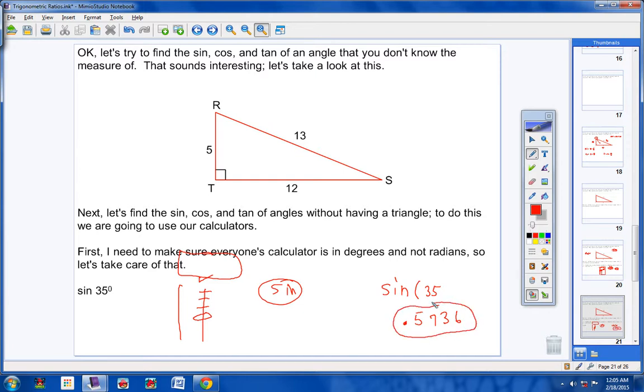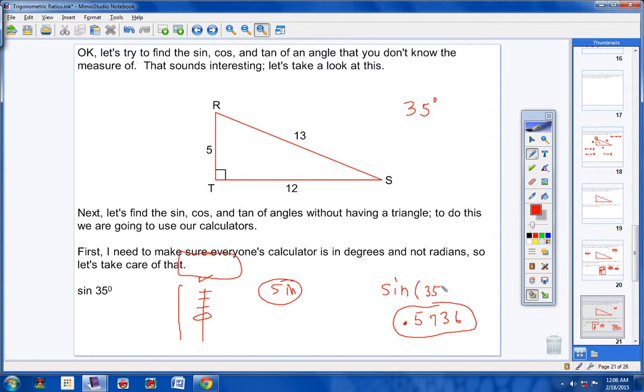Now, if you type this in, now some of you, by the way, if it's not working, if it's saying error, some calculators want you to type in 35 first and then hit the sine button. So try that and see if that works, okay? You've got to get to know your calculator, okay? Better than you know your girlfriend or boyfriend, alright? Just kidding, but you get the point. Make sure you know how to use these, okay?